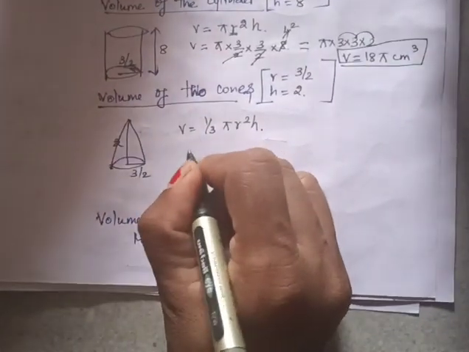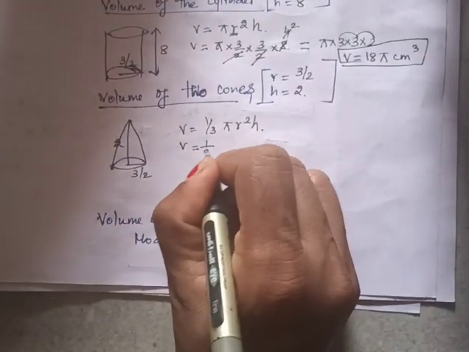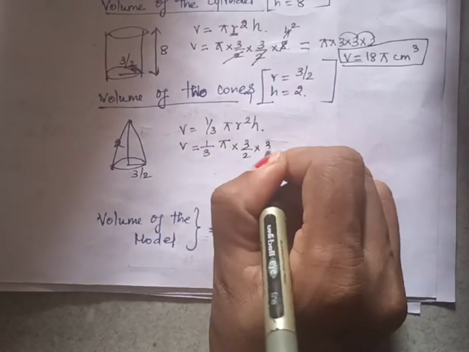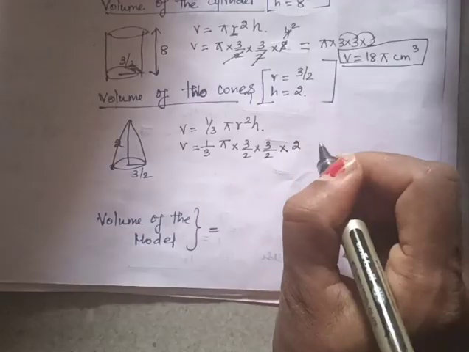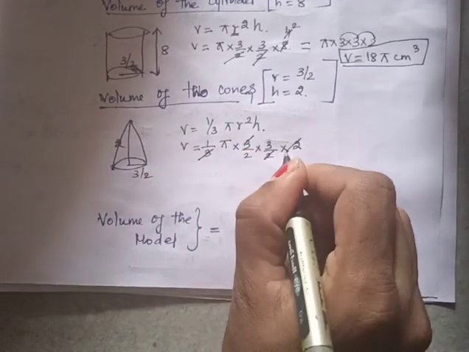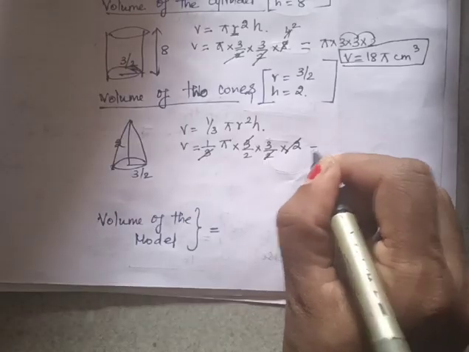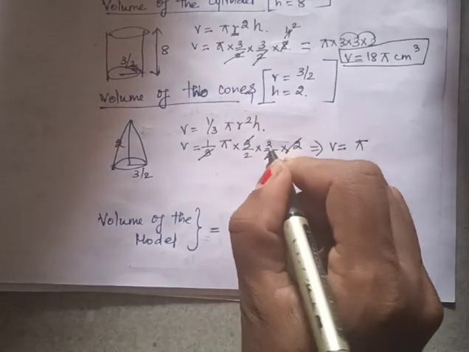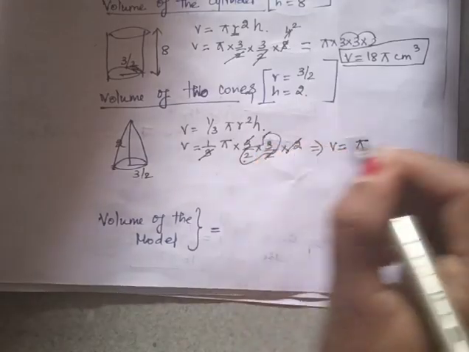Next, volume of the cone. V is equal to 1 by 3 pi into r square, 3 by 2 into 3 by 2, into height 2 centimeter. 3 3s get cancelled, 2 2s cancelled. V is equal to pi into 3 divided by 2.